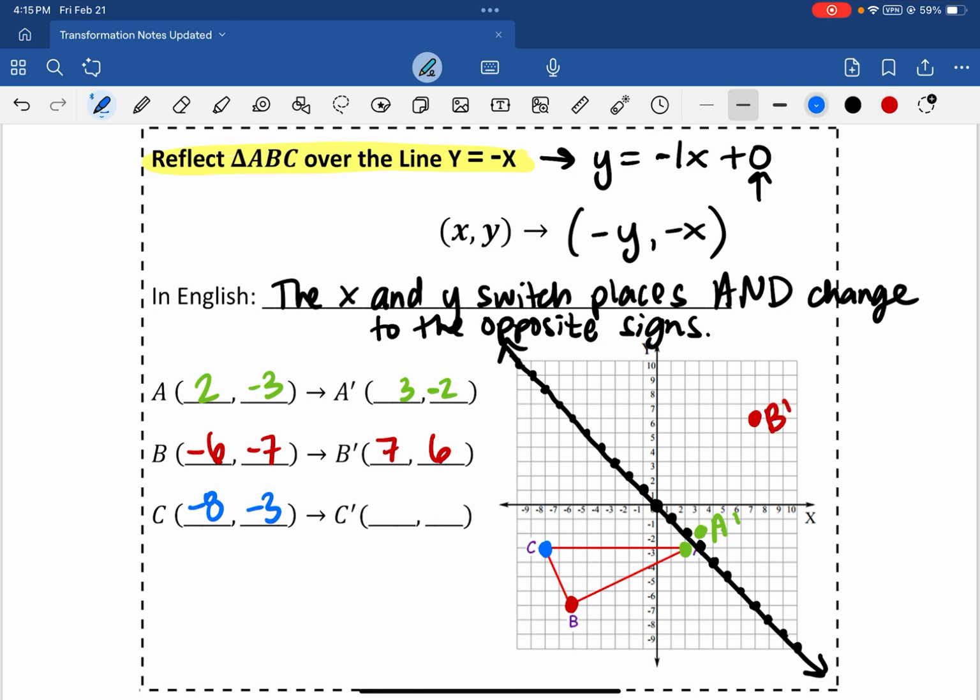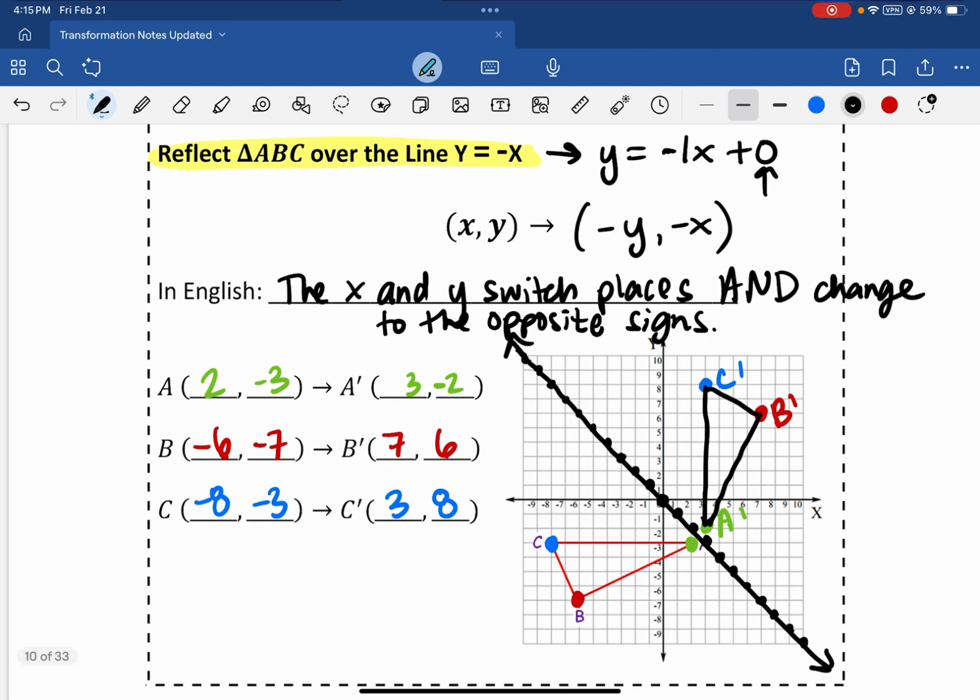Now my C is (-8, -3), so switch x and y and change the signs. So it should be (3, 8). So I go to the right 3 and I go up 8, and that is my C prime. Now we can connect our points to create our triangle, and this is our new image. Okay? We have our pre-image and our image, and we just reflected it over the line y equals negative x.